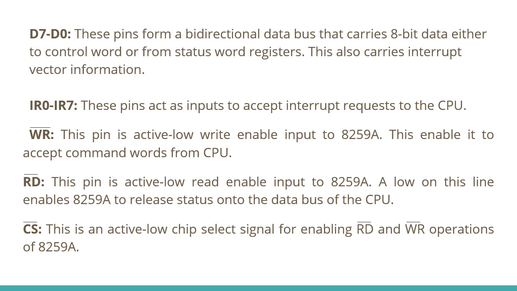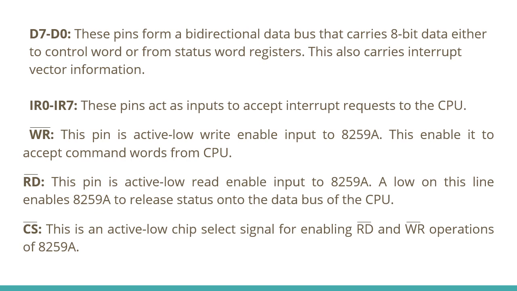Next, we have IR0 to IR7, which are the interrupt pins. These pins act as inputs to accept interrupt requests to the CPU. So that means that 8259A at a time can accept 8 interrupt inputs. Next is the write pin. The write pin is an active low pin which enables the write input to the 8259A. This enables it to accept command words from the CPU.